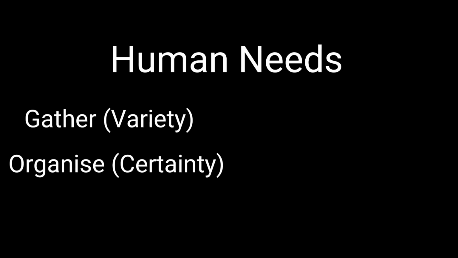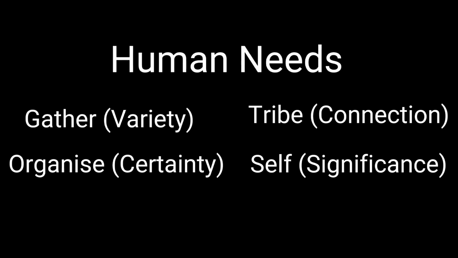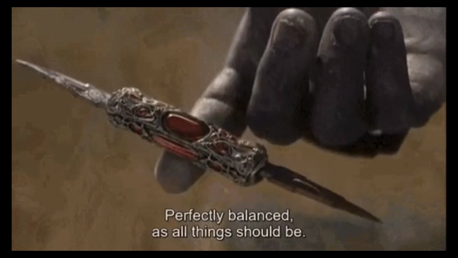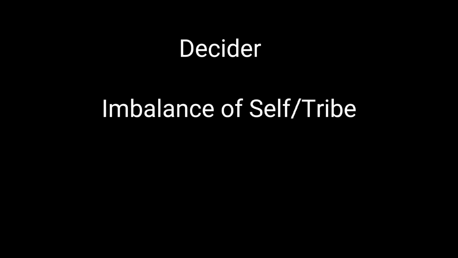So objective personality states that everybody has 4 human needs. These are the need to gather variety of new information, to organize your known information, to achieve certainty, to seek connection through a tribe, and significance of the self. Every personality is going to be balanced between 2 of these and imbalanced between the other 2. Observers are not very balanced when it comes to gather and organize, whereas they are balanced when it comes to self and tribe. Deciders aren't very balanced when it comes to self and tribe, whereas they are quite balanced on gather and organize.